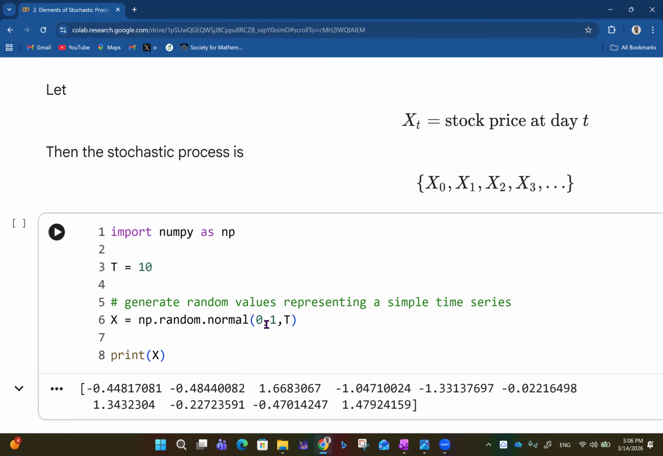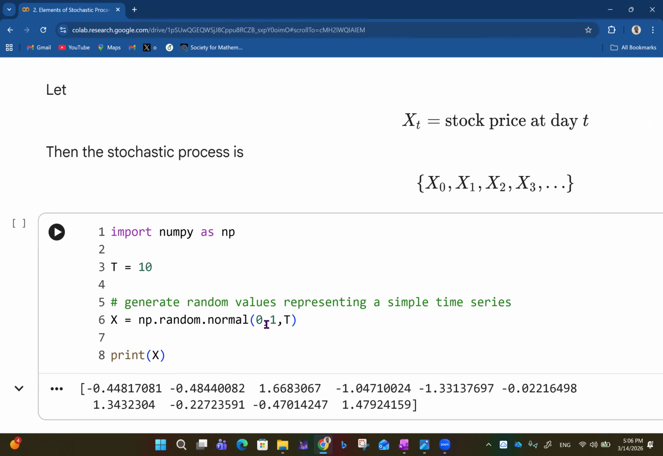Okay, so with mean 0 and standard deviation 1 or something like that. So if you print x, you see what you have for a particular set. If you run it again, these values are going to change. Okay, you run it again, they keep changing and changing because it's a stochastic thing you're dealing with.